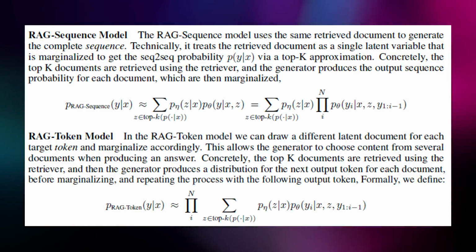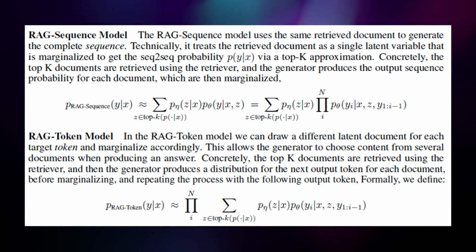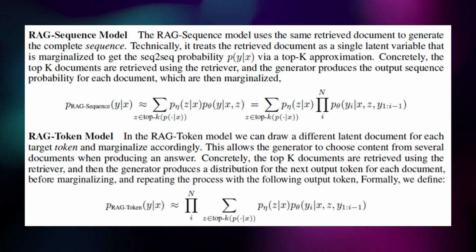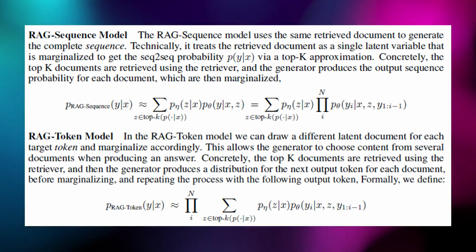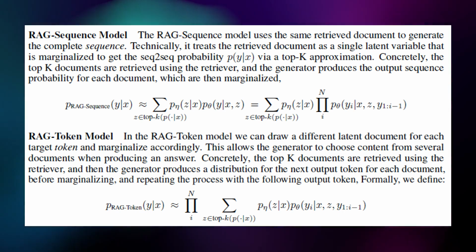However, do you think that's all the magic? Here's where RAG gets even cooler. As shown in the figure from the paper, it doesn't always rely on the same approach. RAG sequence uses one document for an entire answer. This is simpler and more computationally efficient, but less flexible for tasks requiring diverse sources.